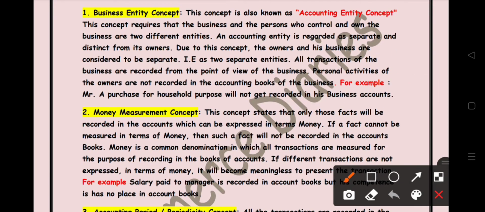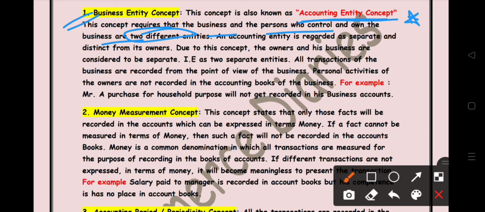So the first concept is the business entity concept. This concept is also known as the accounting entity concept. This is an important point over here. This concept requires that the business and the person who controls and owns the business are two different entities. So in the business entity concept, we treat the person that is the owner of the business as different from his business.